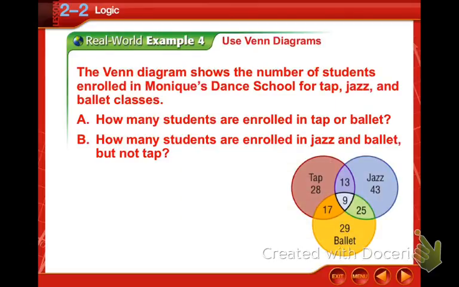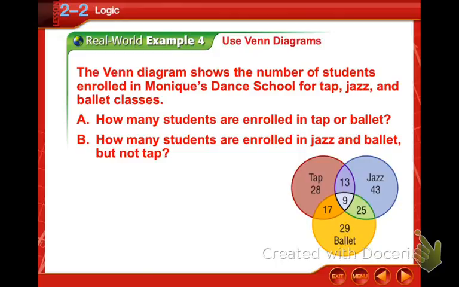So we can also show logic things with Venn diagrams. So here we have some dance classes at Monique's dance school for tap, jazz, and ballet. First question, A, wants us to decide how many students are enrolled in tap or ballet. So it's an OR statement, so they can be in either one individually, they can be in both together, but they just can't be in jazz, right?